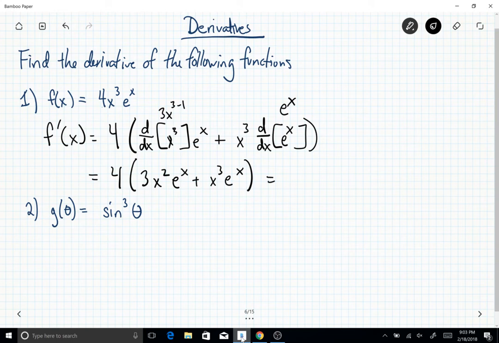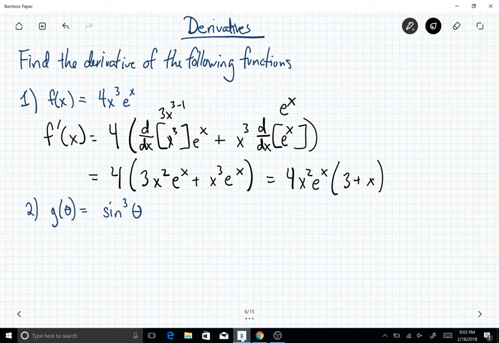That's more than fine. If you want to get fancy with it, you could probably factor out a 4x squared e to the x. And what are we left with? We're left with a 3 in the first case plus x, I believe. Yep. And you're done.